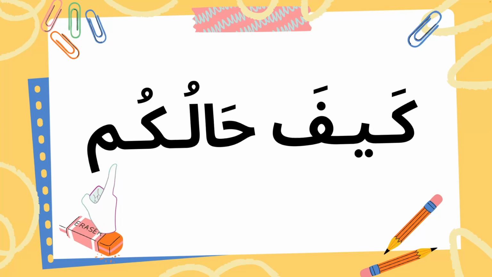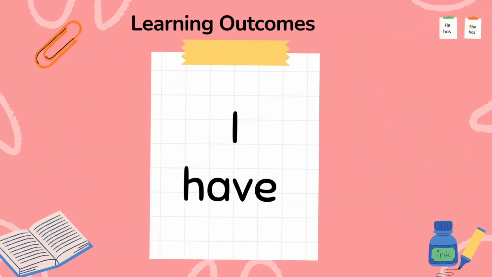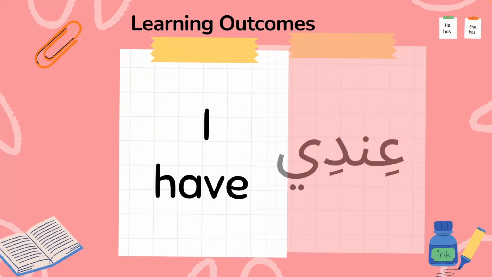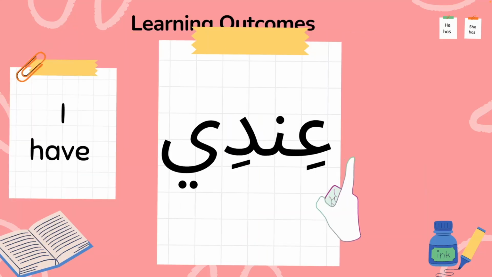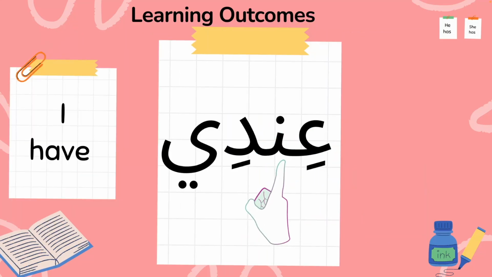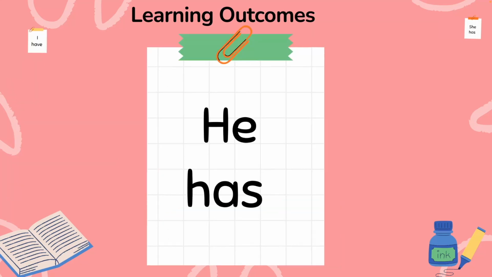Come on. Now in this video, I'm going to teach you how to say I have, he has, and she has. First of all, what is I have in Arabic? In Arabic, indi. Come on, spell with me. Indi. Okay.